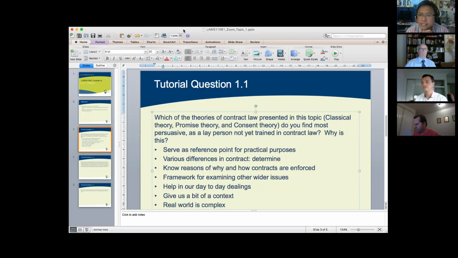Okay, so we've got an answer from Letitia. If you could also explain why you think this particular theory is most persuasive to you.